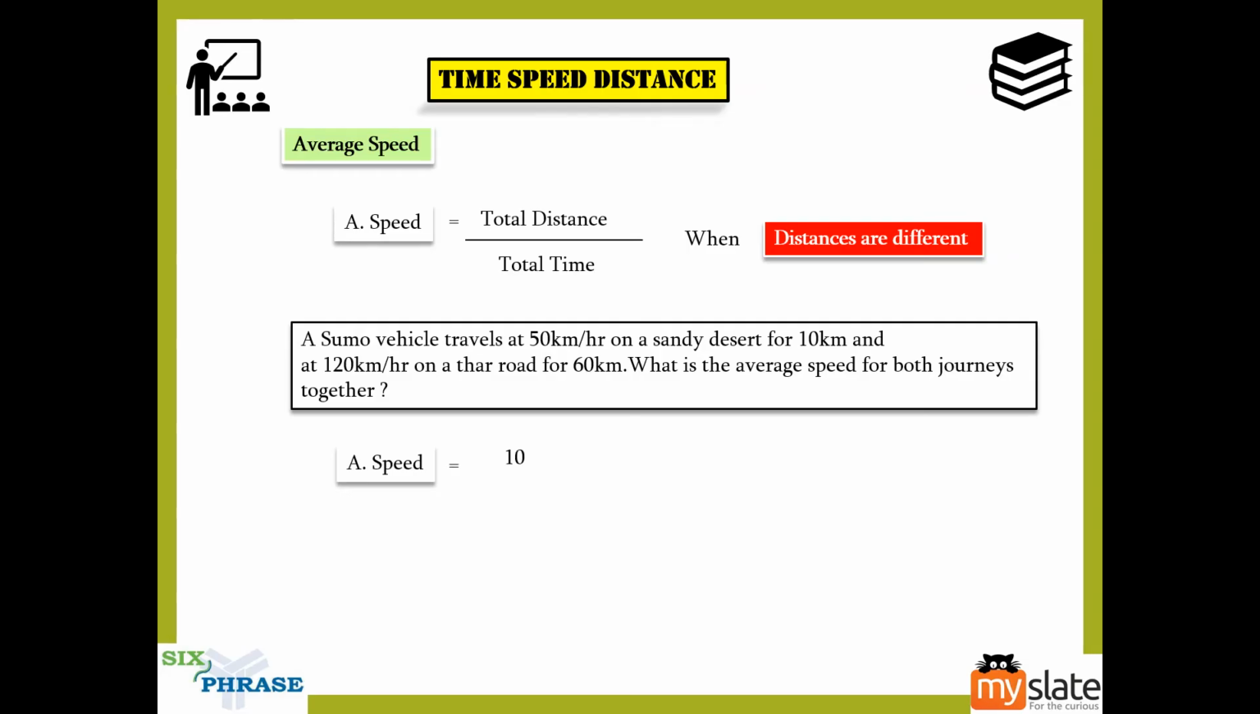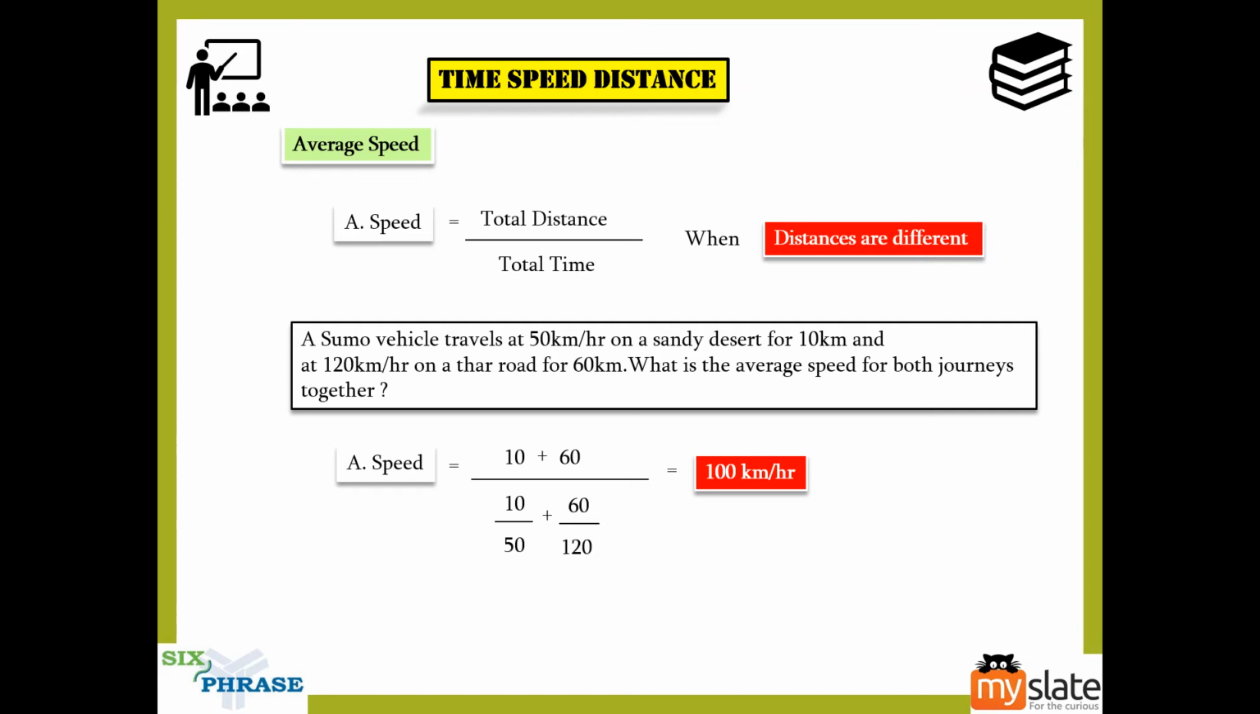So average speed is equal to 10 plus 60. That is the total distance, right? Divided by total time. So time, you have to use distance by speed, right? That is time. So distance here is 10. For the 10 kilometers, the speed is 50 kilometers per hour. Okay, and that is the time for the first stretch, the time for the sandy desert. Now we also have to add the time for the tar road, right? So there the distance was 60 and the speed was 120 kilometers per hour, and you solve this, you will get 100 kilometers per hour as the correct answer.